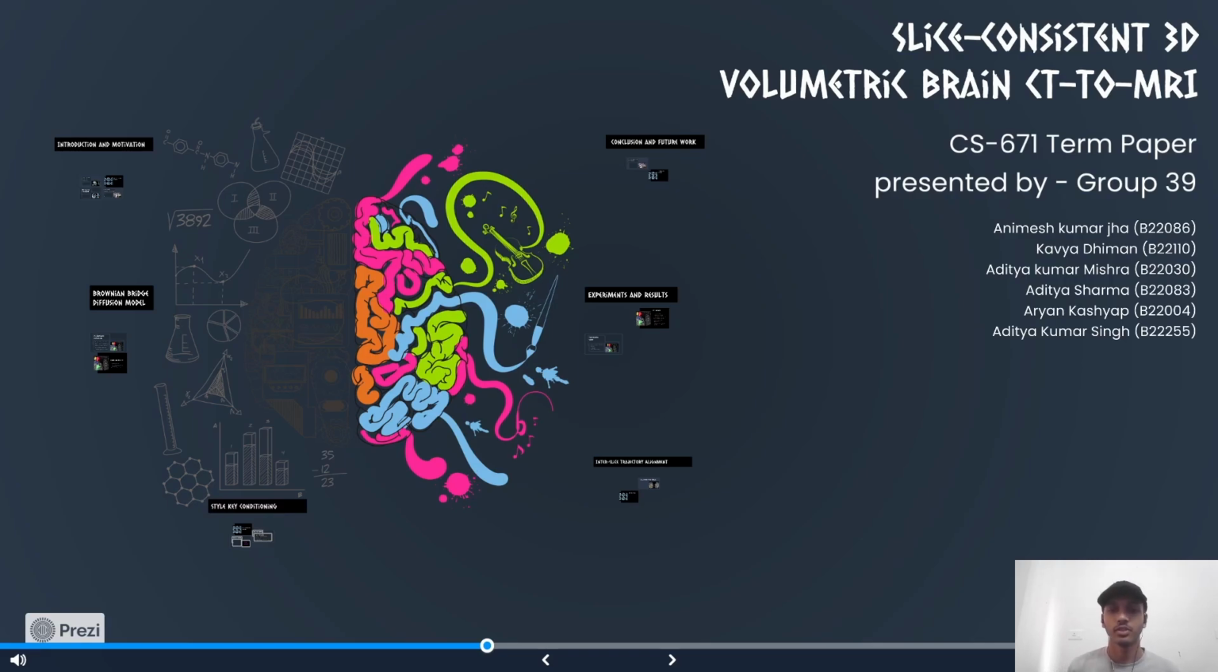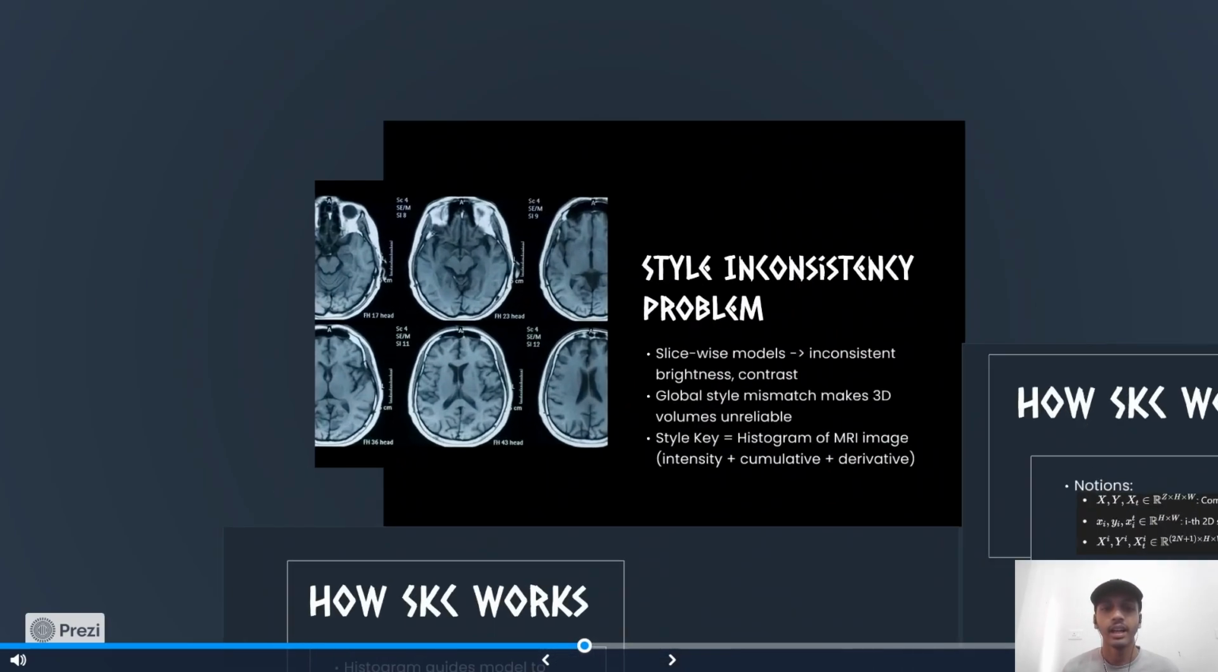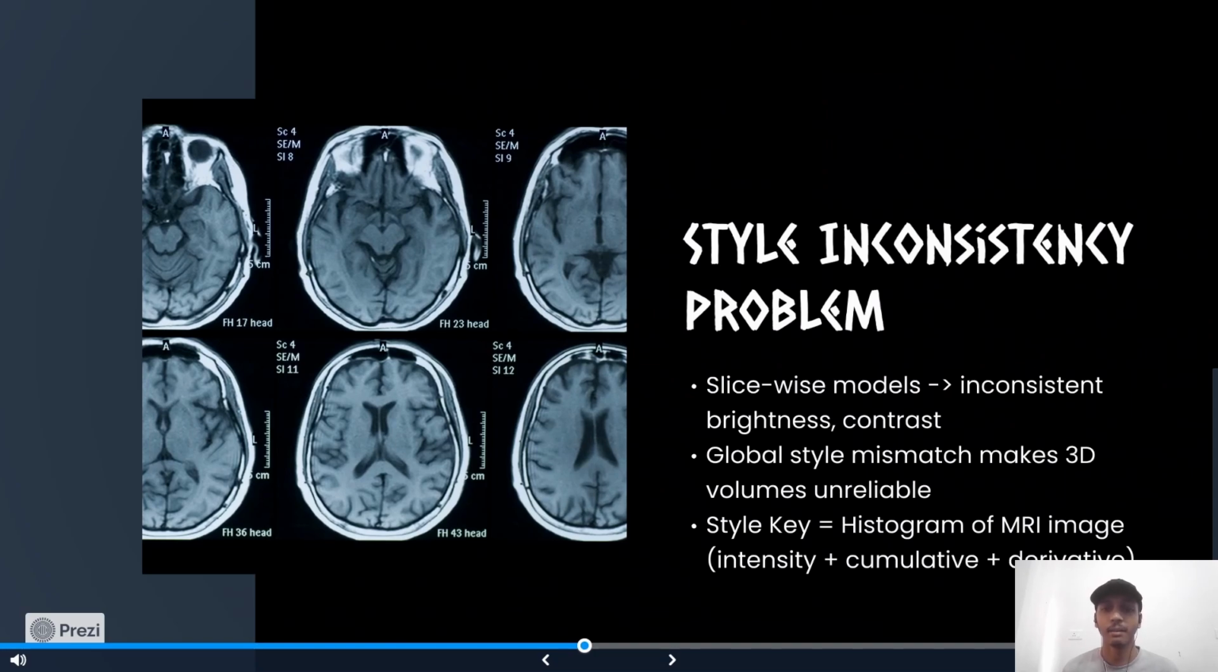Hello, I'm Aditya Mishra, and now let's look at style key conditioning, the first of two novel techniques proposed by the paper. In medical imaging, especially MRIs, we often see variation in imaging style. Even two MRIs of the same brain can differ in contrast, brightness, or tone depending on the scanner settings, site protocols, or even the patient's positioning. This variation, while sometimes subtle, can cause inconsistencies, like variation of brightness or tone from one slice to another, while generating a 3D volume slice by slice using a 2D model.